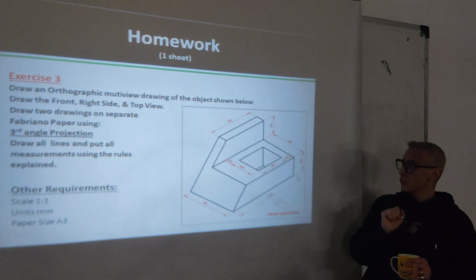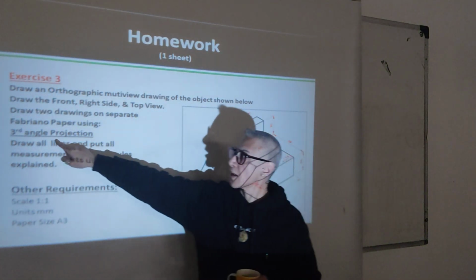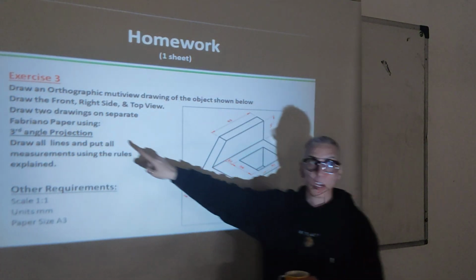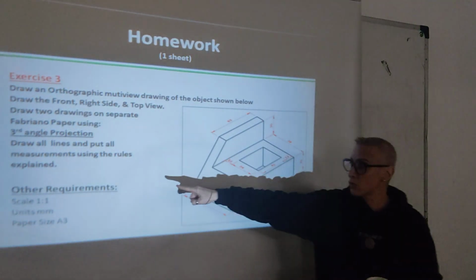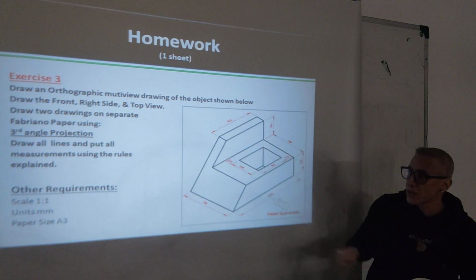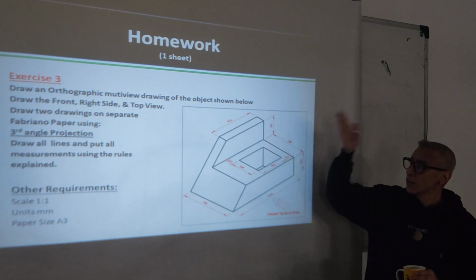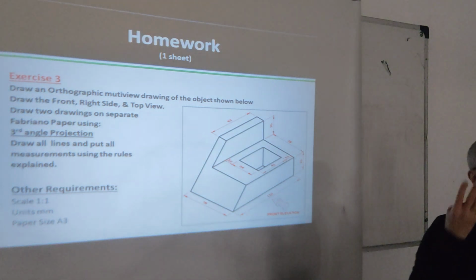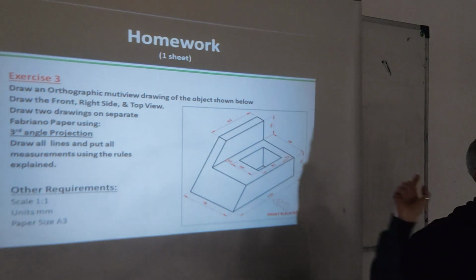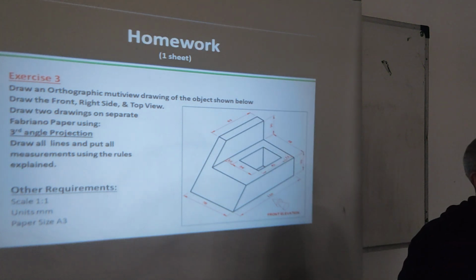Okay. So the same thing like the previous in third angle projection. Okay. Third angle, one drawing. Scale 1 to 1. Again, all the numbers are in millimeters. Front, right, and top view. Okay. Now these are how many? 4 papers for this exercise. 4 papers need to be complete.